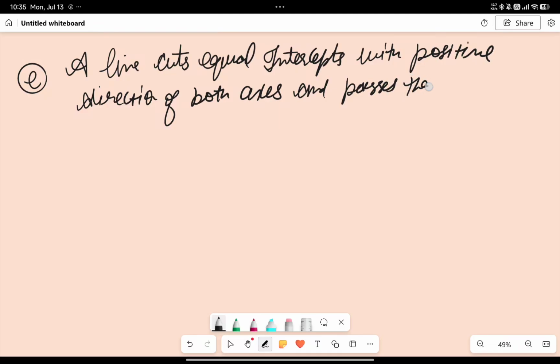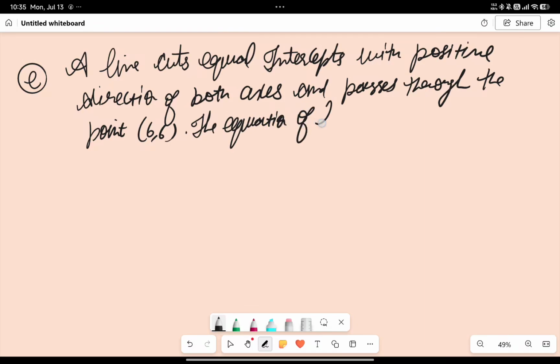and passes through the point 6, 6. The equation of line is, I don't know, I have to find. So for this question, try to understand: a line cuts equal intercepts with both the positive directions of the axes and passes through this point.